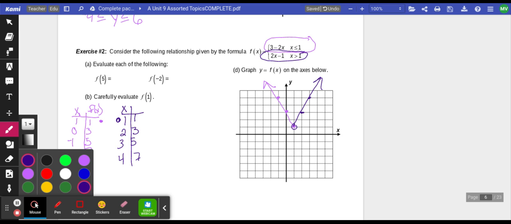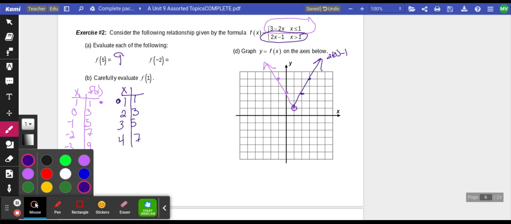So evaluate each. Here I'm going to use my graph. When I'm at 5, I'm over here, so I'm going to be on my blue curve. So I'm going to do 2 times 5 minus 1, which is 9. When I'm at -2, I'm on my purple curve. So -2 on my purple table is 7.